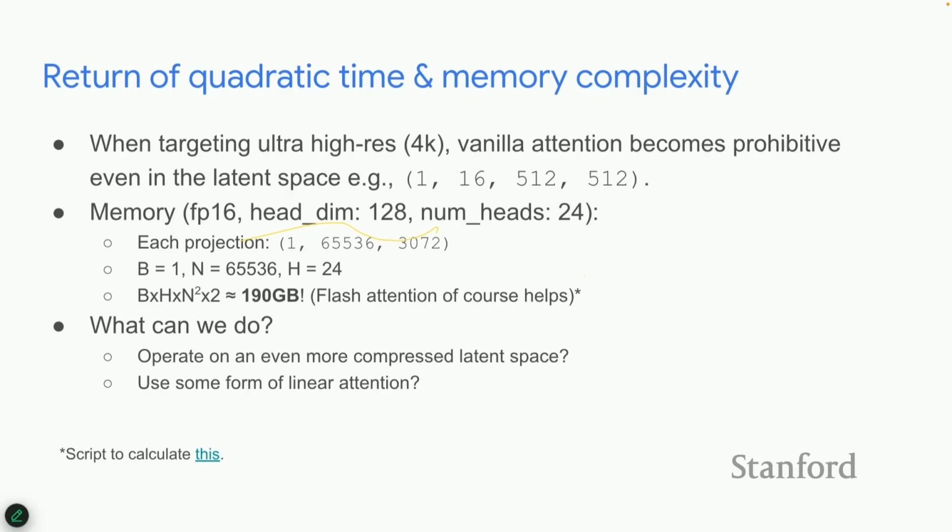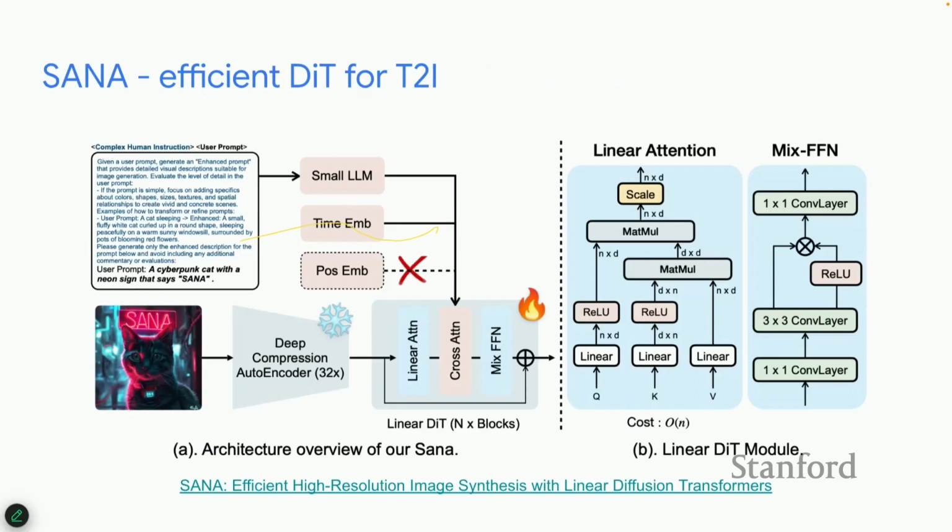So what could we do? Two simple things that we could do is operate on an even more compressed space. Like this 1,16,512,512 space is already compressed enough, but could we even increase the compression ratio further, right? And then the second obvious thing could be to use some form of linear attention that doesn't do the n cross n multiplication. So that brings me to my next architecture, which is the SANA architecture, and it uses both. It uses an even more compressed latent space, and it also uses a linear variant of the attention mechanism.